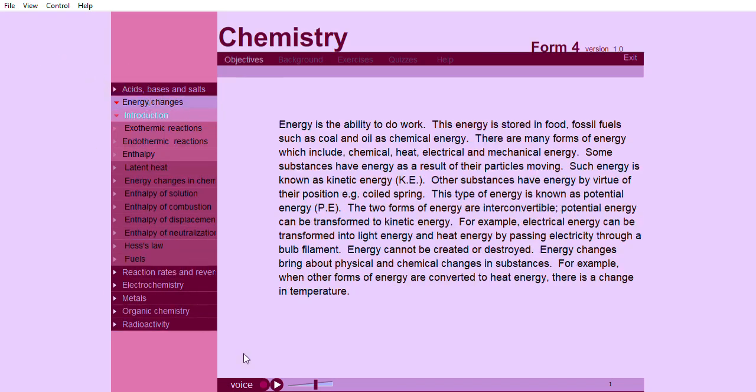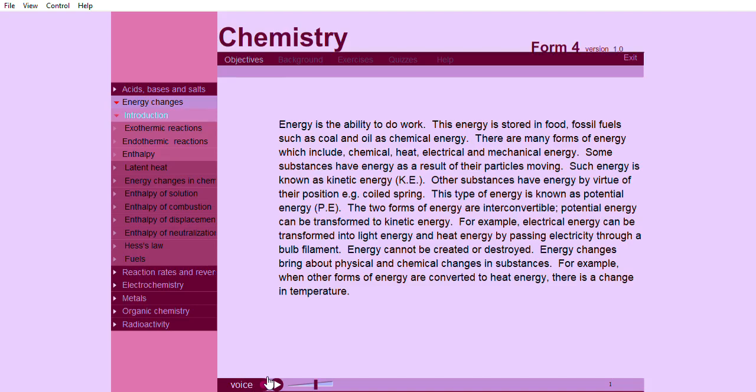Energy is the ability to do work. This energy is stored in food, fossil fuels such as coal and oil as chemical energy. There are many forms of energy which include chemical, heat, electrical, and mechanical energy.